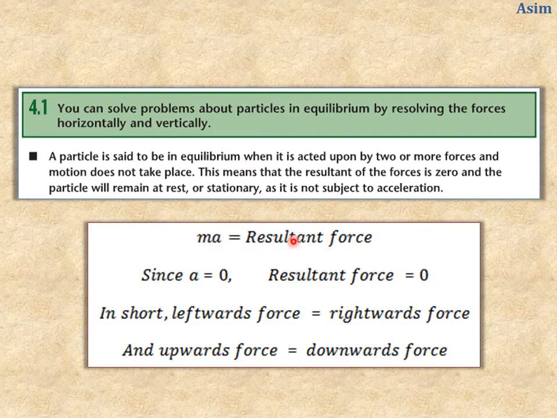So basically the same formula that we studied in dynamics, the resultant force F equals ma. Now the thing is, because the acceleration is 0, 0 times anything is 0. So the resultant force will be 0. So the net force is 0 and that is why the object will be in equilibrium, correct? In other words, the leftward force on a horizontal plane will balance the rightward force. And similarly, the vertical force upward will balance the downward force. This is the main idea of the whole chapter.